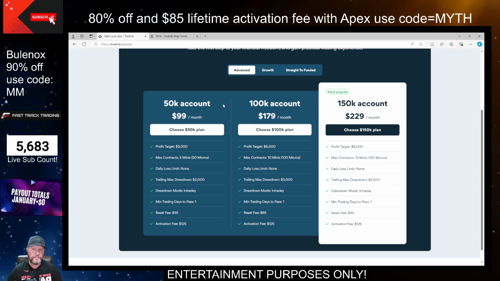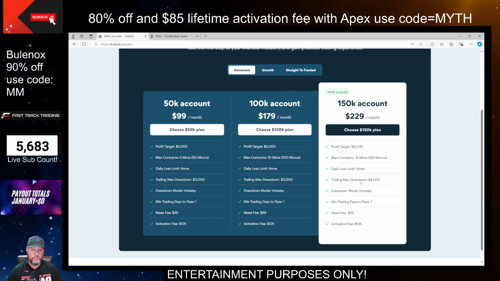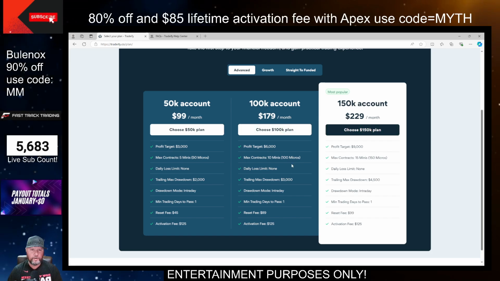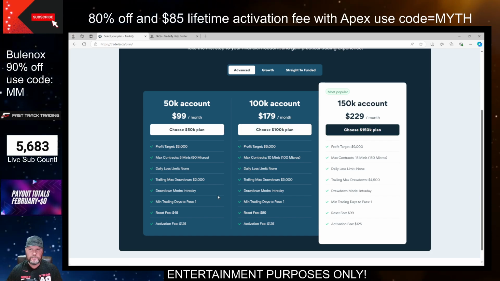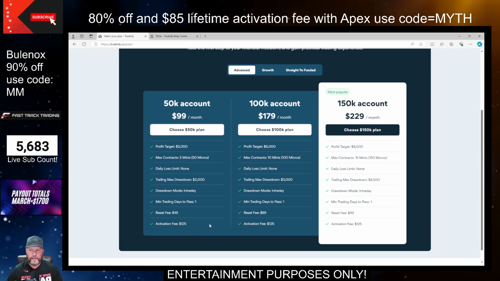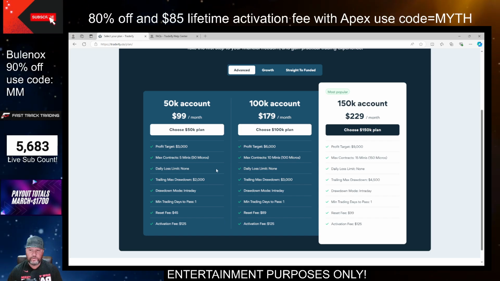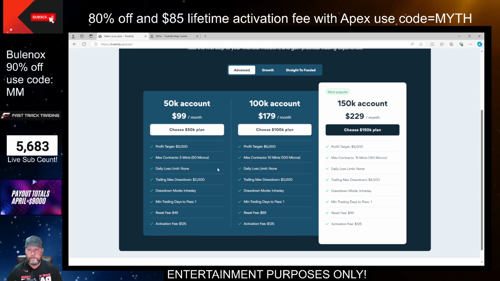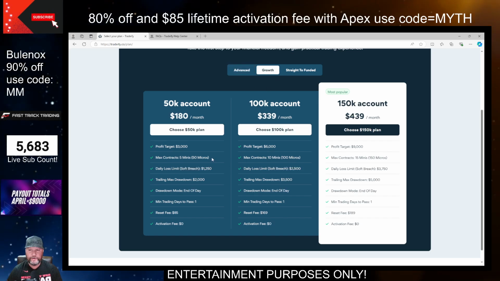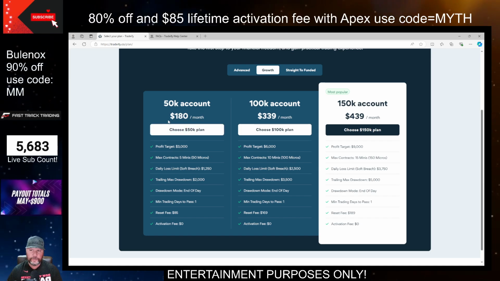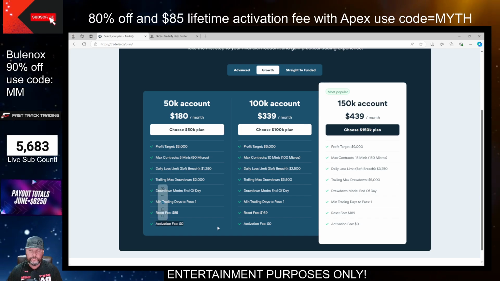So this is their cheapest plan, and you can see it scales up all the way to the 100 and the 150K. The difference between this plan and the growth plan is going to be the activation fee and the fact that this is intraday trailing drawdown versus end of day. On the growth plan, very similar setup. Pricing's a little more expensive, but the key difference is there are no activation fees on the growth plan.